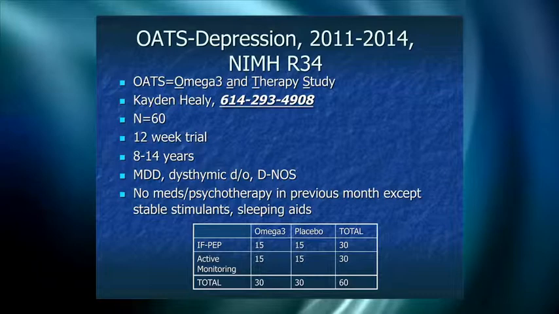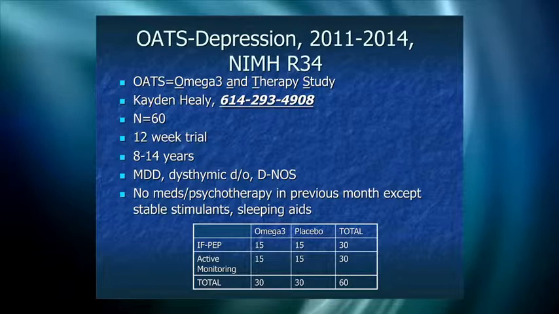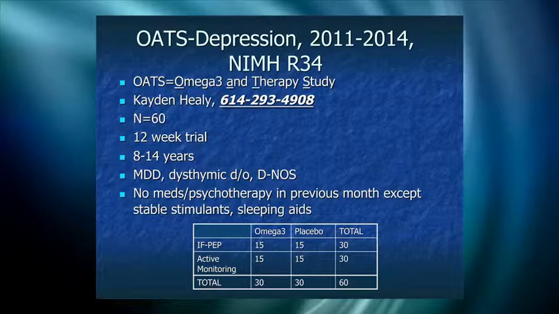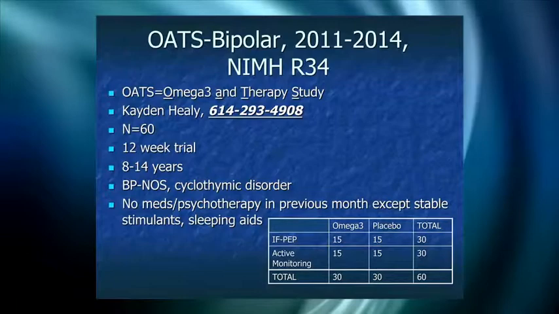In the depression study, obviously, we're enrolling kids with depression. They can't have had meds or psychotherapy in the previous month other than stable stimulants and sleep aids. Half of the kids will get omega-3, half of them will get placebo, half of them will get IFPEP, half of them will get active monitoring, and we'll follow them up over time. Second study is for kids with bipolar NOS and cyclothymic disorder. We have no treatment guidelines whatsoever for those kids. All the medication trials have been for BP1 and sometimes BP2 thrown in. So same design there. So I'll put in just a plug in general for clinical trials for families.